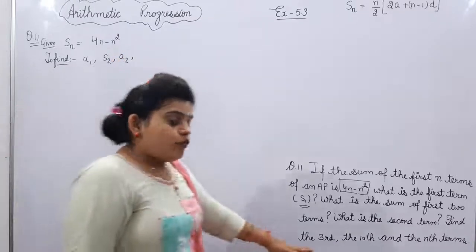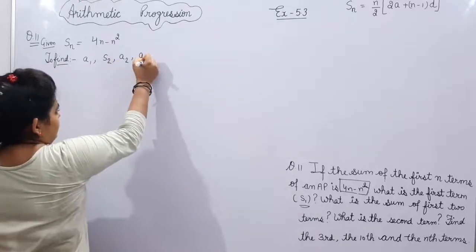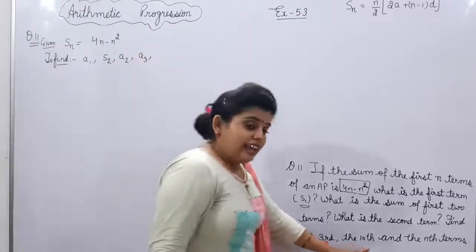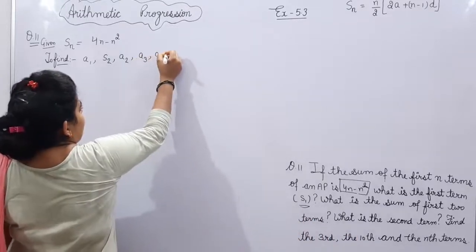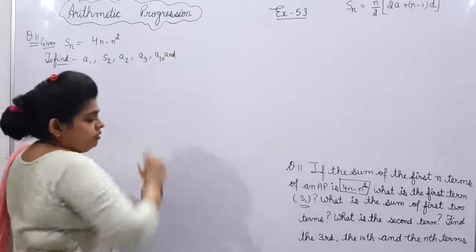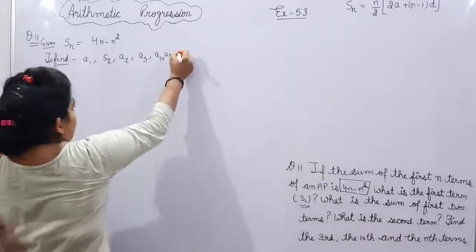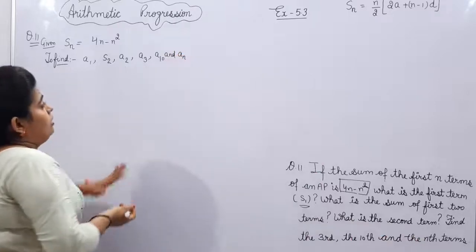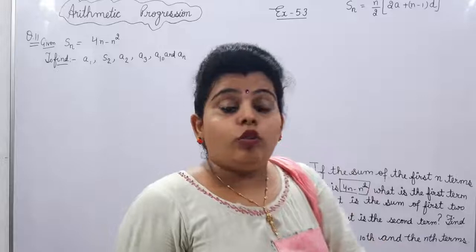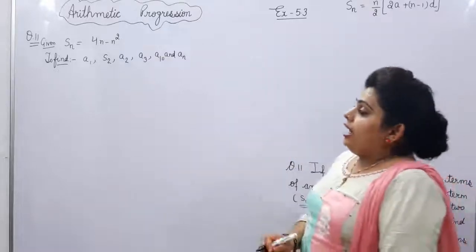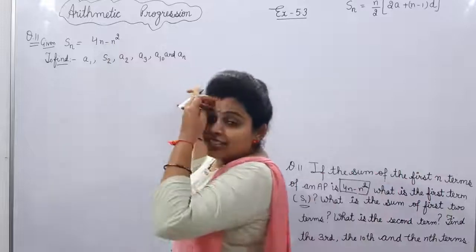After this, find the third, A3. The 10th means A10, and the nth term means An. 1, 2, 3, 4, 5, 6. We have to find 6 values in this question. And what is given? Sn is given. Using this we have to find 6 answers.